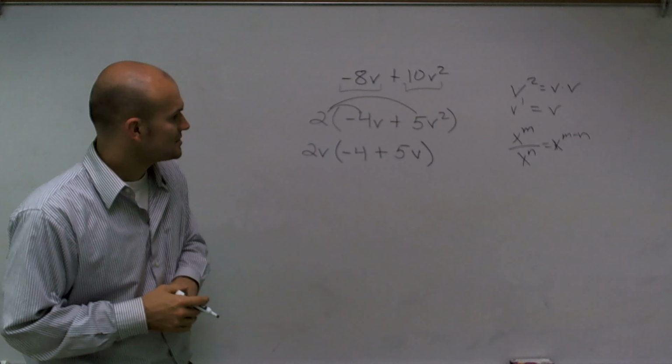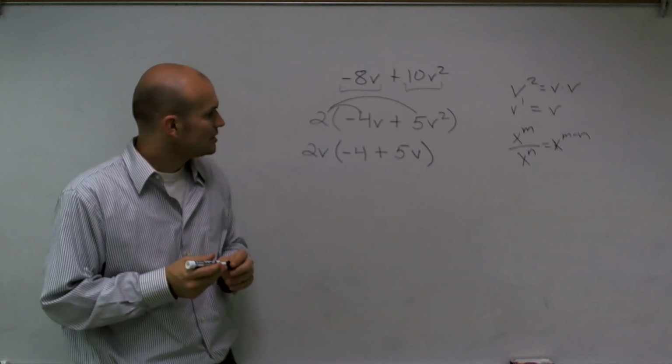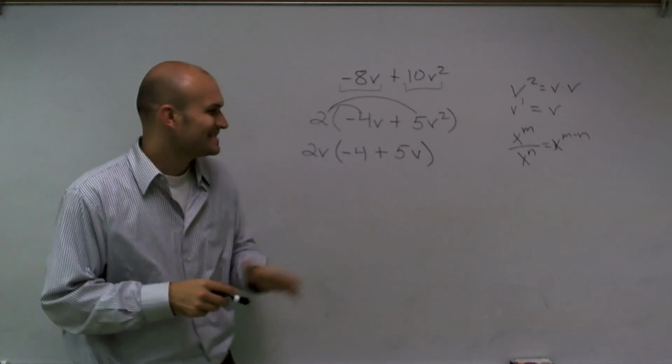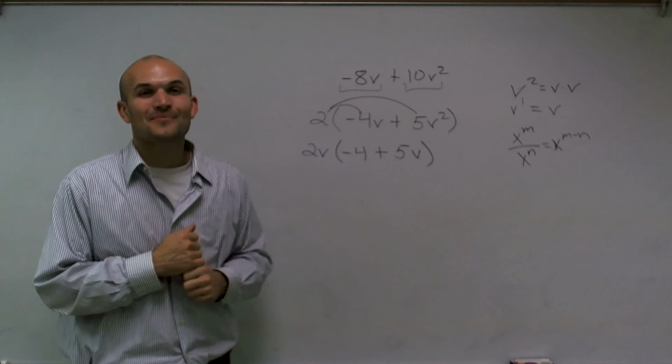So my final answer is 2v times parentheses negative 4 plus 5v.